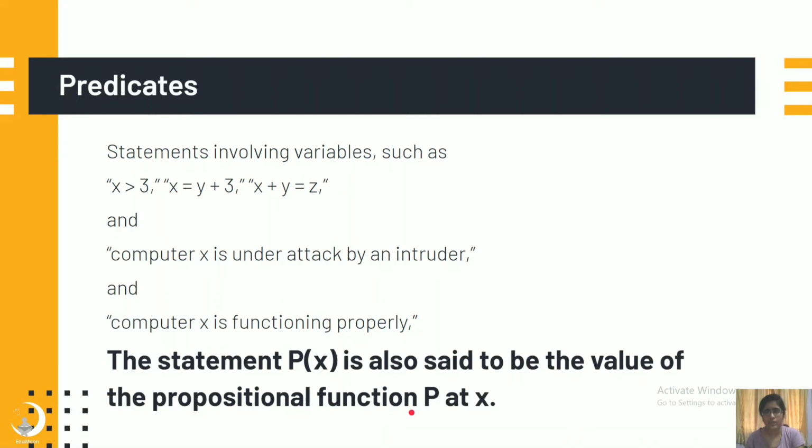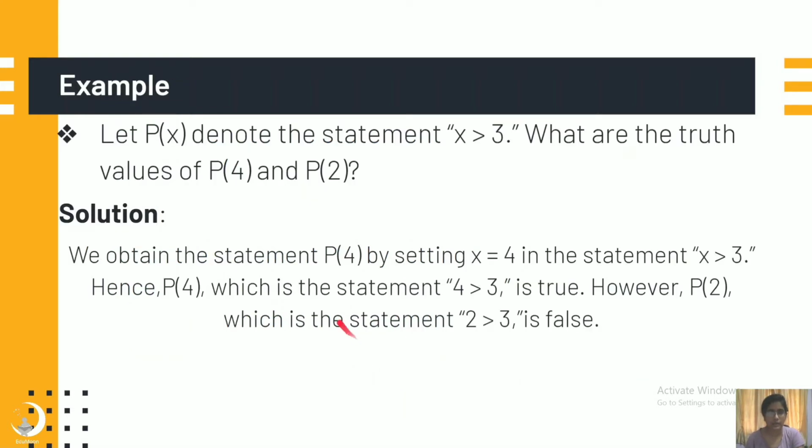Why is P of X called the propositional function of P at X? Because P of X declares whether all these statements are true or false. Let's see an example to understand better. Let P of X denote the statement X is greater than 3. What are the truth values of P of 4 and P of 2? The truth value of P of 4 would be true because 4 is greater than 3, and for P of 2 it is false.